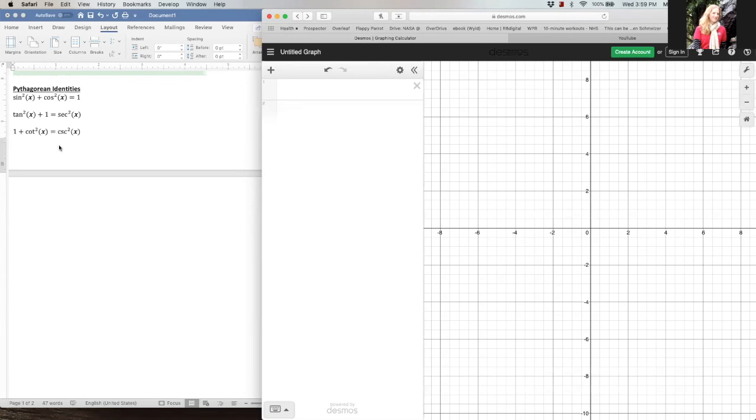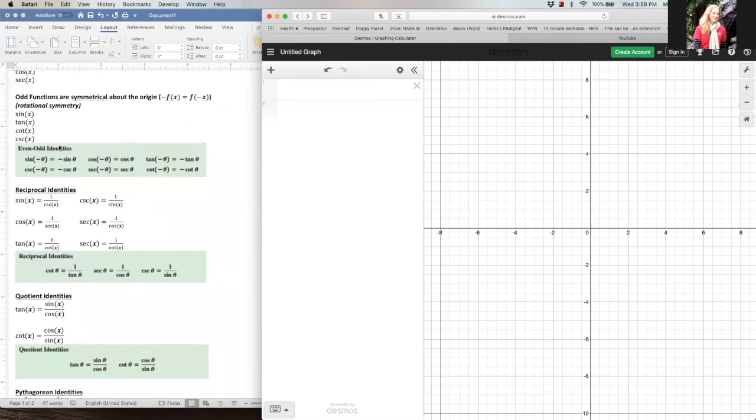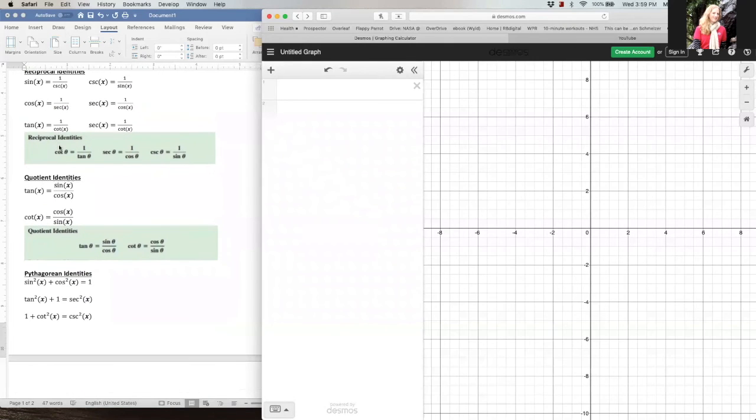Okay, so these make up our fundamental identities: the even-odd identities, the reciprocal identities, the quotient identities, and the Pythagorean identities. You're going to want to become familiar with those because we're going to be using them quite a bit as we continue.